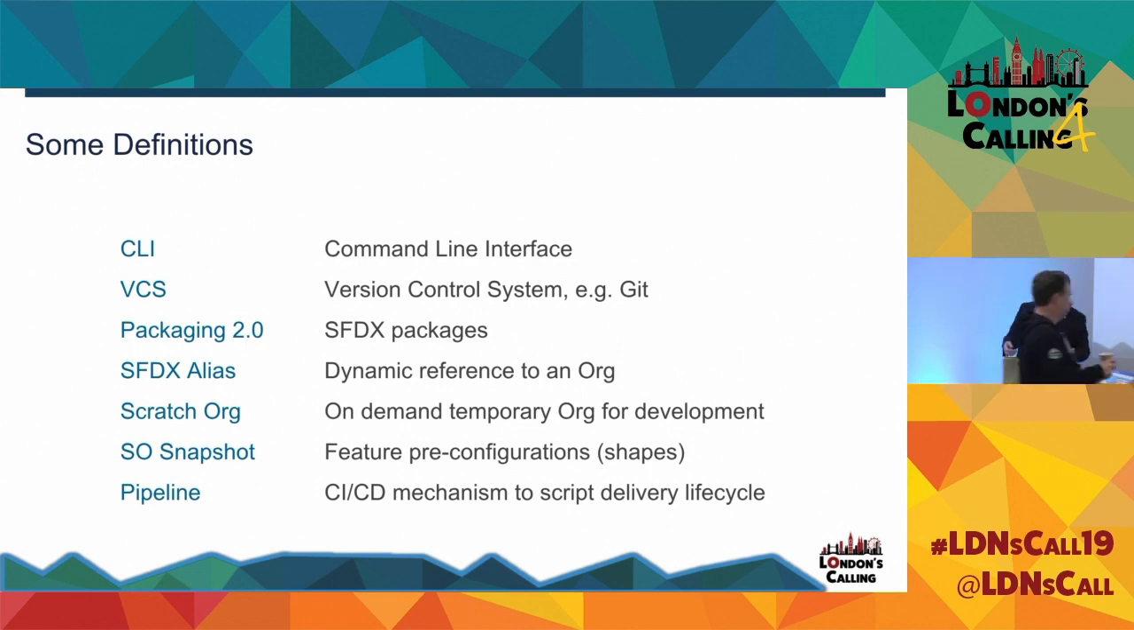I'll also be talking about snapshots briefly. So snapshots is a new feature that's coming out. So at the moment when you create a Scratch org, you give it a config file. And that config file will say certain attributes about that org. And that's a growing list of things you can define.